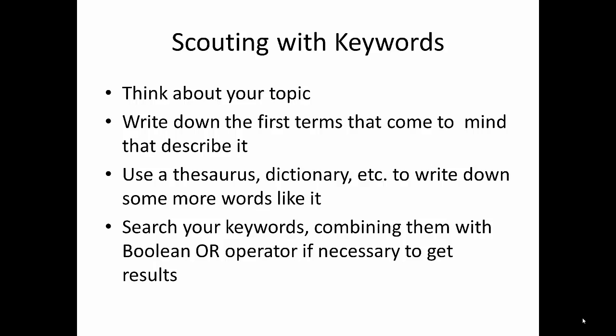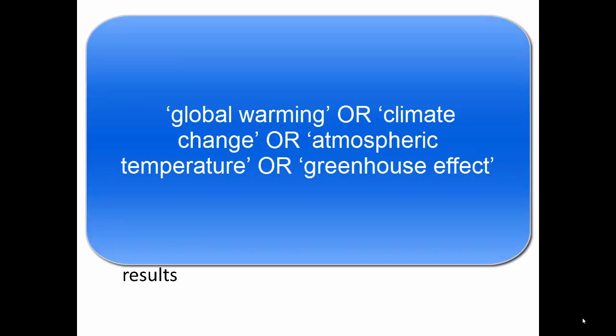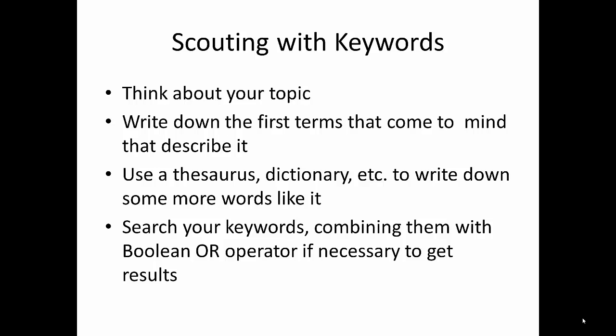For example, if your topic is global warming, you might come up with a search string that looks like global warming, or climate change, or atmospheric temperature, or greenhouse effect. Remember, the OR means that at least one of the terms has to be in a source to retrieve it, not all of them. This opens up your search to catch a wider net and give you more options.